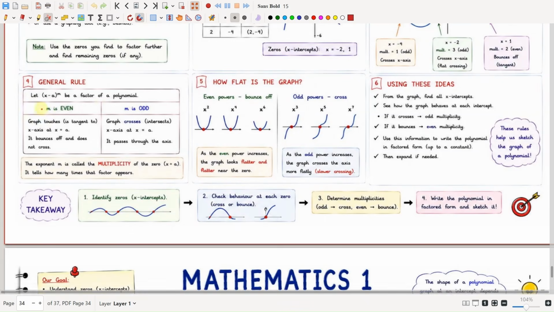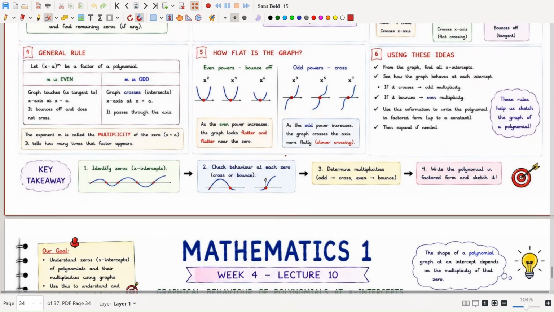So the general rule is: when (x minus a) power m is a factor of a polynomial, if m is even, the graph will touch and turn. But if m is odd, it will cross the x-axis. It will bounce off and not cross when m is even. It will pass through the axis if m is odd. So with even powers it will bounce off like this. With odd powers it will cross the x-axis like this.